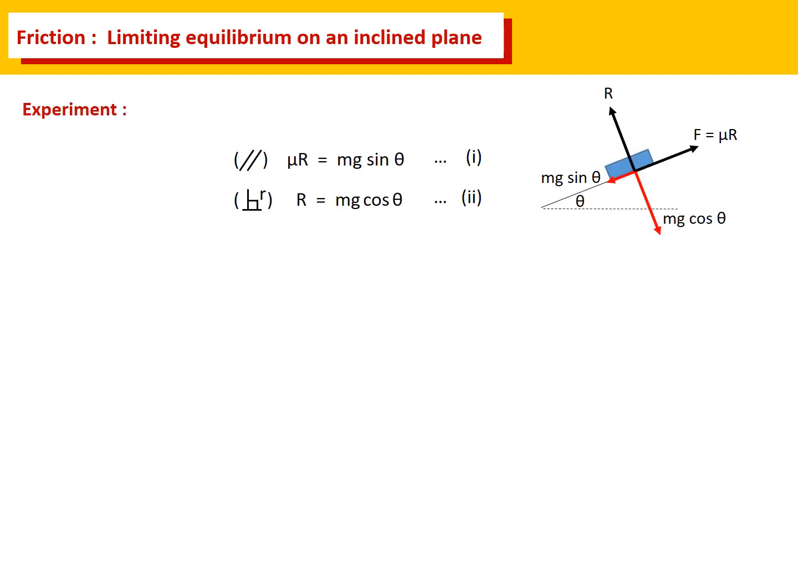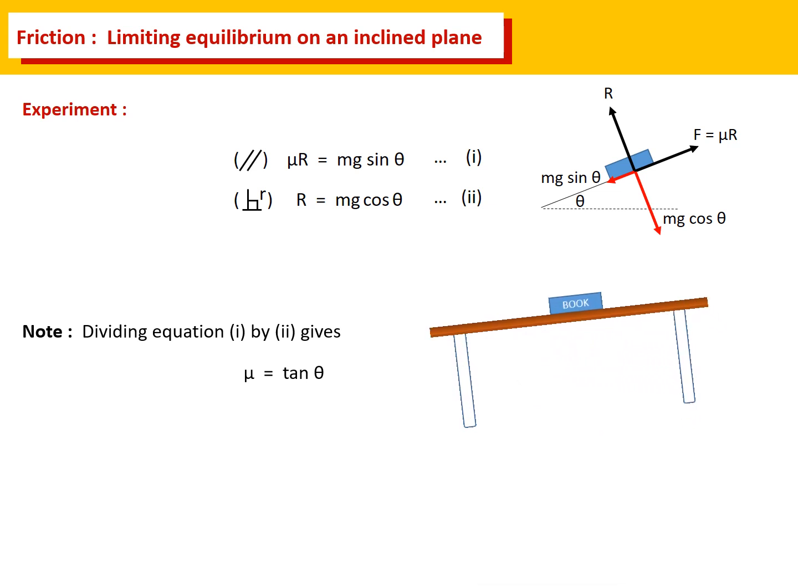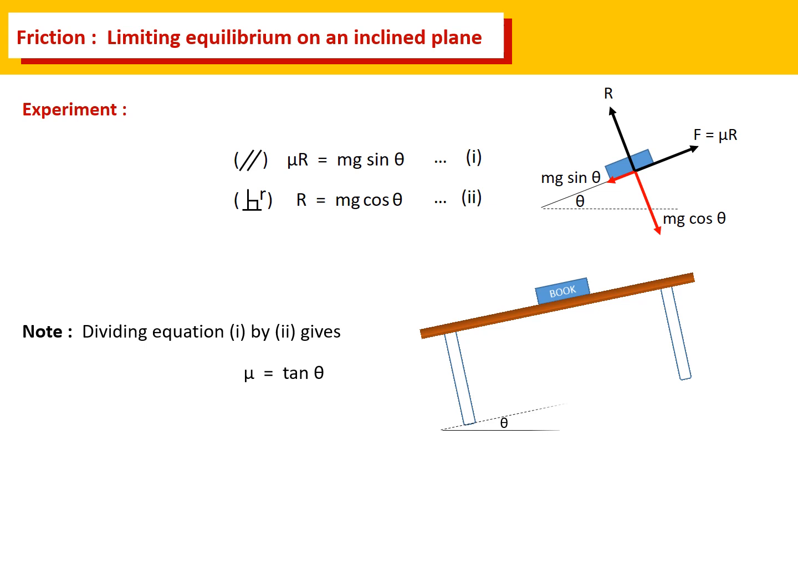If you wanted to try this as an experiment, you can actually calculate the coefficient of friction between two surfaces. If you divide equation 1 by equation 2, you actually get mu equals tan theta. Therefore, if you have a table with, say, a book on it, and you tip the table upwards just to the point where the book starts sliding, then the coefficient of friction mu will equal tan theta, where theta is the angle of incline of the table.